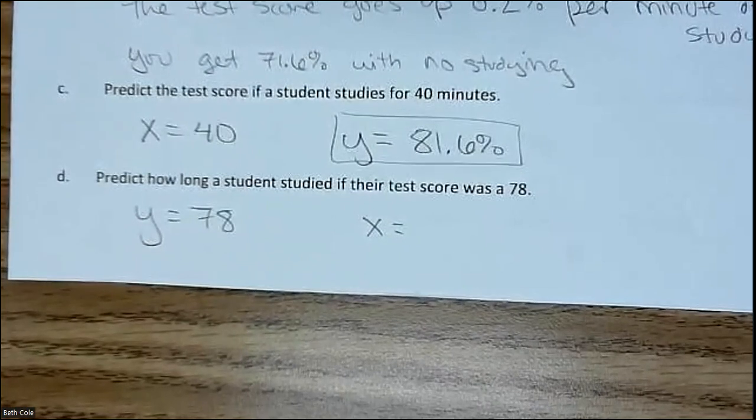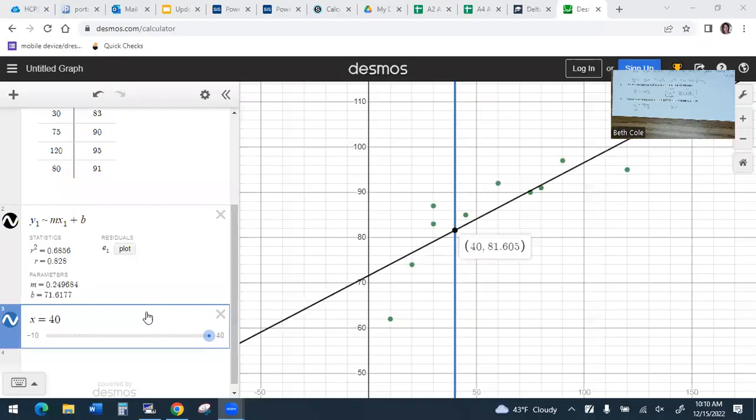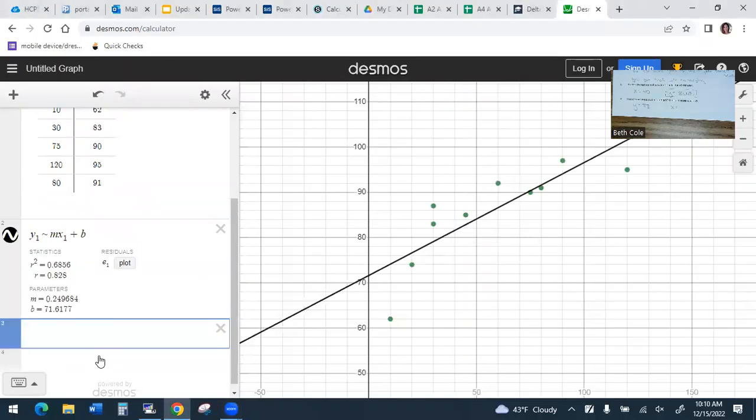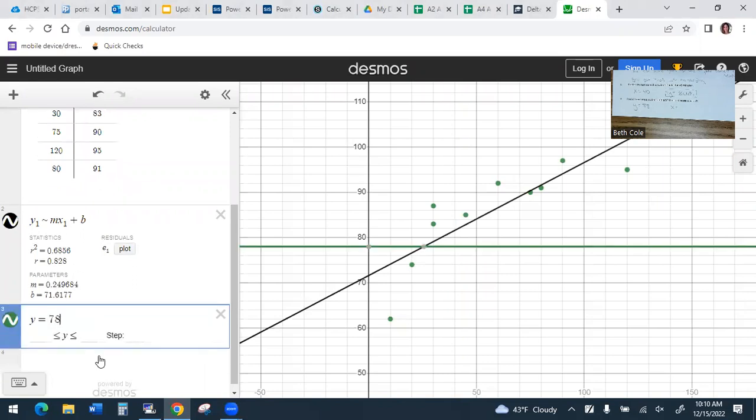Okay. So I'm going to share my screen again. I can get rid of this x equals 40. And I'm going to type in y equals 78. This time it's a horizontal line. Remember horizontal lines? And you're going to either click on or hover over that intersection. When your test score was 78, how long did you study for? 25.6 minutes. Good.